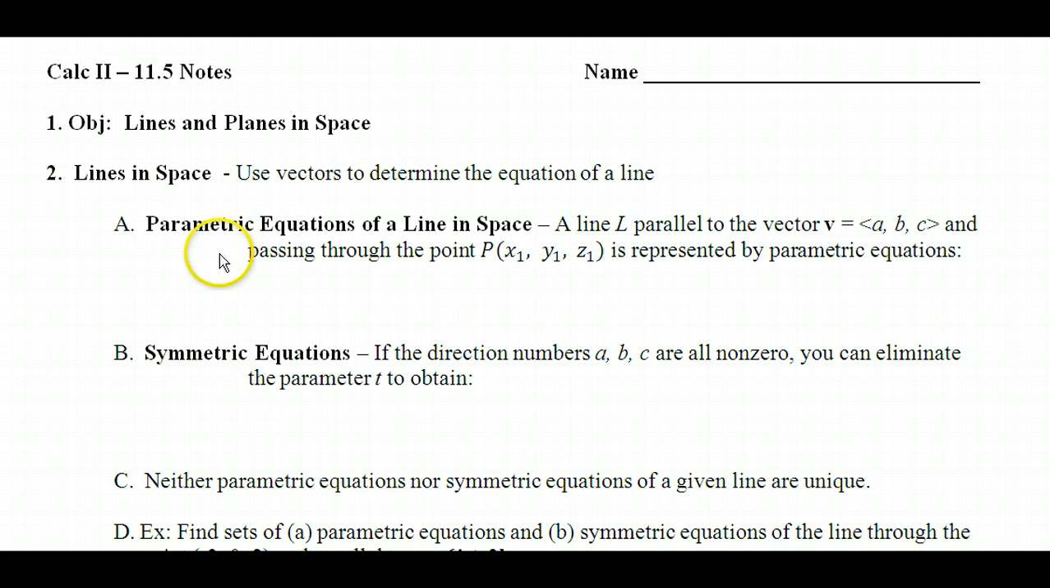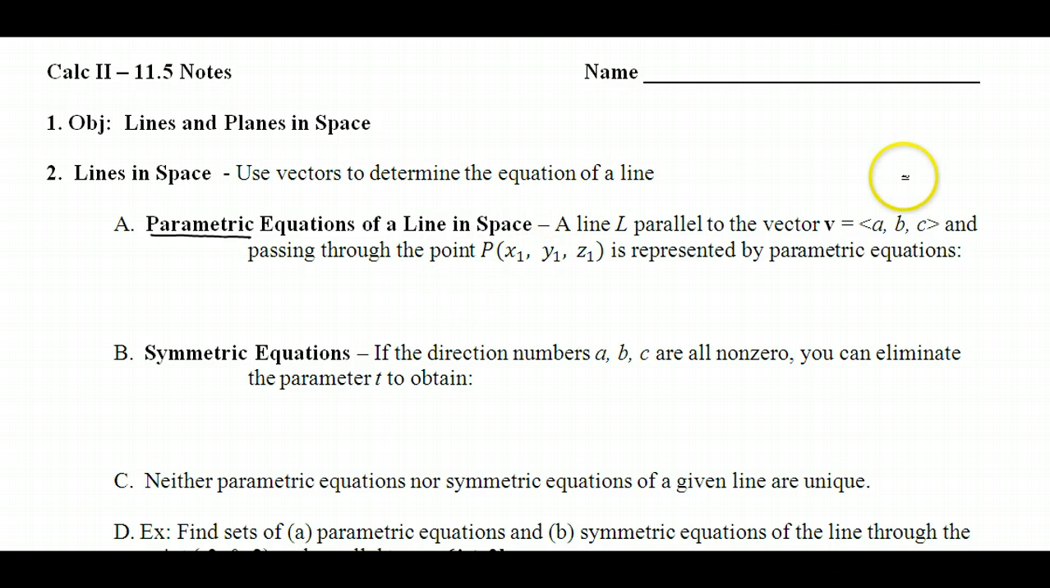There are two different ways that we can write equations. The most common is going to be the parametric equations of a line. Remember, parametric goes back to chapter 10, sections like 10.2 and 10.3. When you have a parametric equation, in the two-dimensional sense we had x equal to something and y equal to something. Now we're talking about things in space, so we're going to have x equals something, y equals something, and z equals something. Most commonly, we will write our equations of lines as parametric equations.